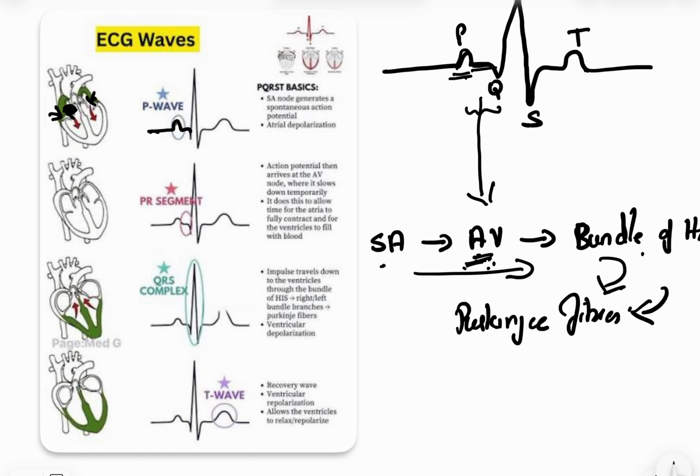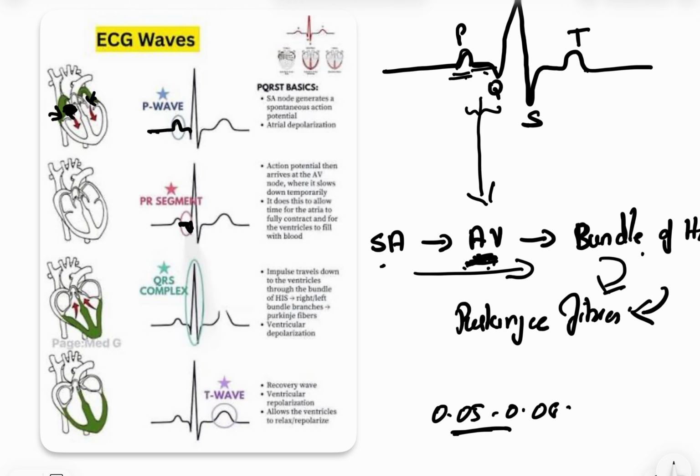A small time delay of 0.05 to 0.08 second happens in the AV node, and that time lapse is called the AV nodal delay. This PR interval shows the AV nodal delay. That means it is giving some time for the ventricles to fill up with blood, or giving time for the atria to empty the blood into the ventricles. So that is what happens in the PR interval, the PR segment.